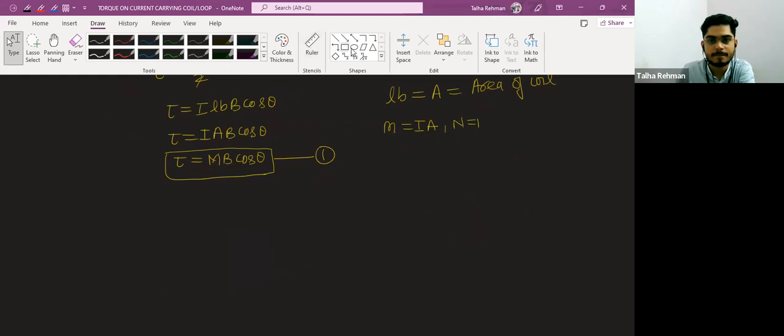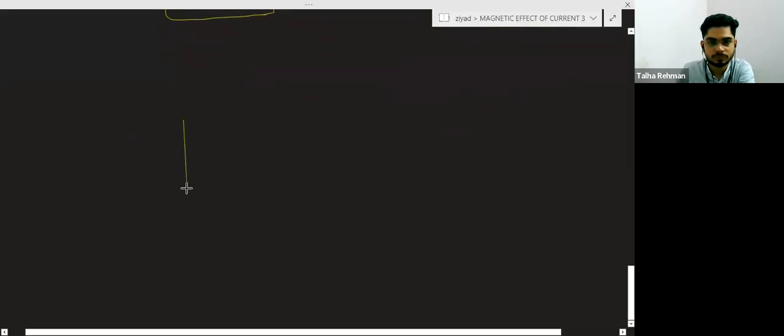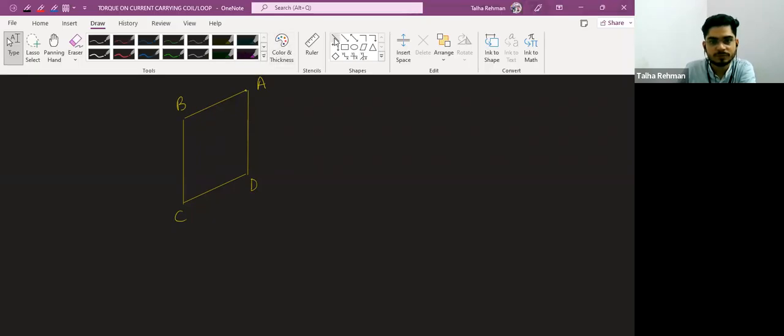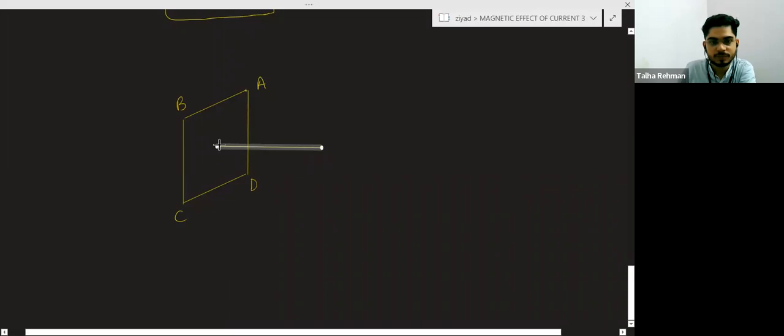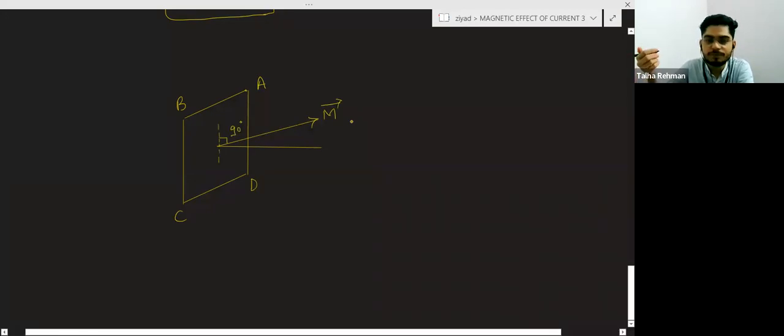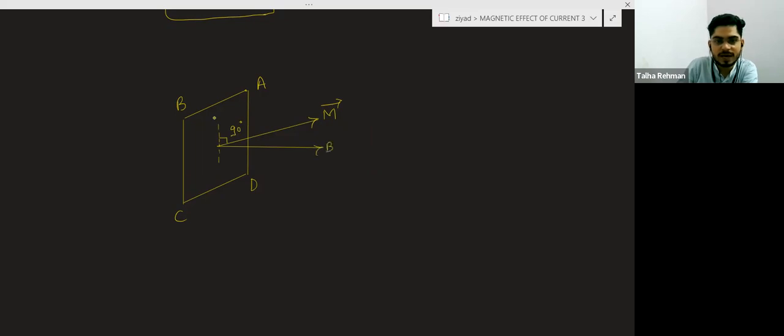Now again I am taking the same coil ABCD, and here you have the magnetic field and here you have the magnetic moment. The direction of the magnetic moment is always perpendicular to the plane of the coil. So this magnetic moment is making an angle of 90 degree with the coil, and this magnetic field is making an angle of theta with the plane of the coil.